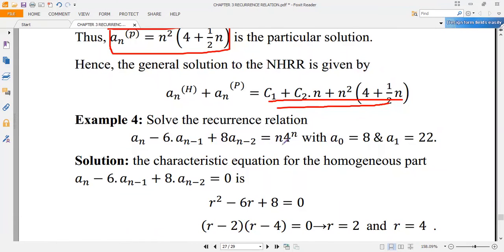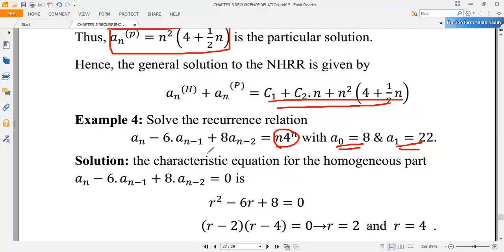Okay, the last example is when the non-homogeneous part becomes the product of a polynomial and an exponential function. And we are given two initial conditions to determine the coefficients of the solution to the homogeneous part. So what is the equation? The equation is a_n = 6a_{n-1} minus 8a_{n-2}.